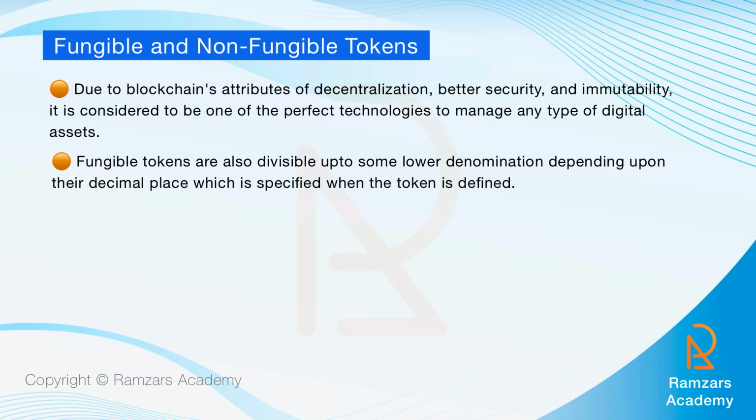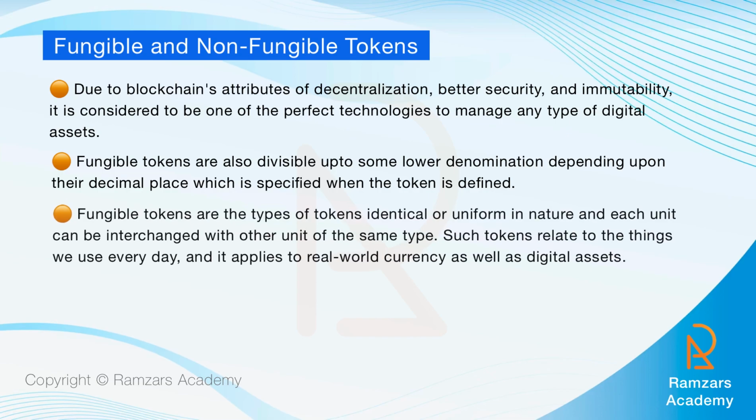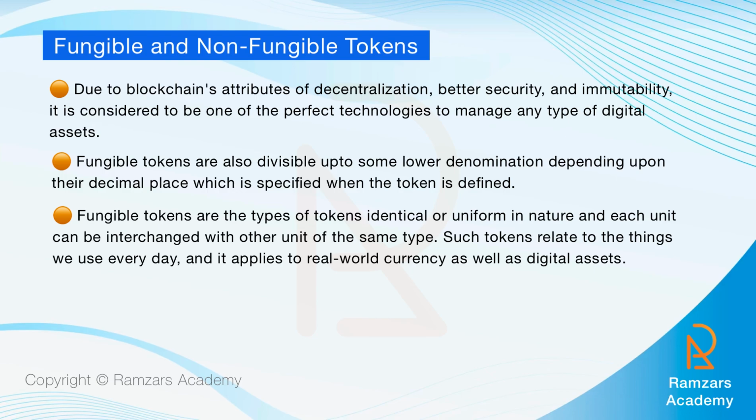For instance, Ether, a popular cryptocurrency, is fungible, making one Ether equal to any other Ether. To reiterate, fungible tokens are cryptographic tokens that are identical or uniform and are interchangeable with other fungible tokens of the same type. In some cases, they can be exchanged with other tokens built using the same token standard. Such tokens can be the digital representation of things that we use every day, or any other real-world assets, as well as some synthetically defined assets.